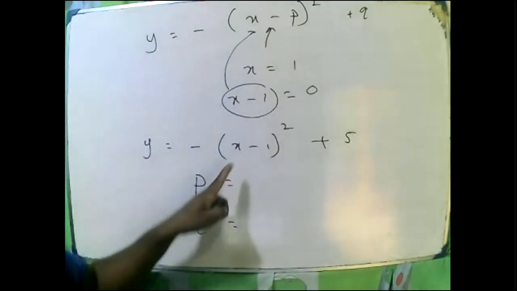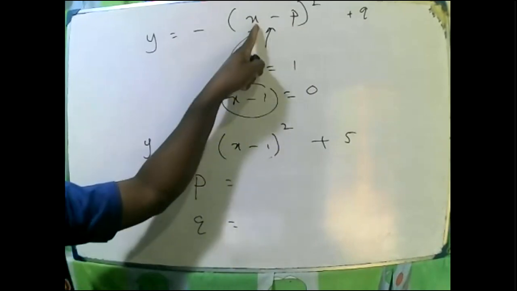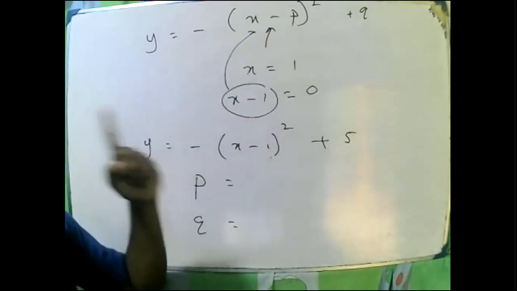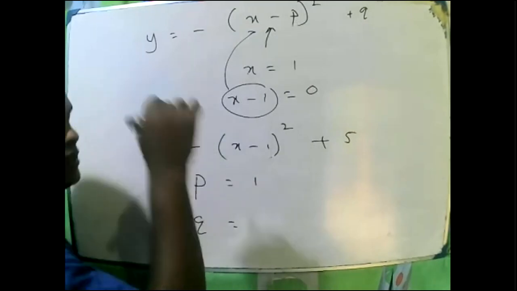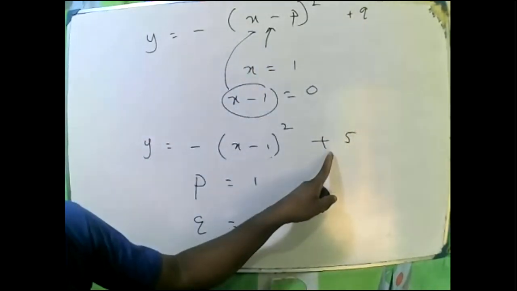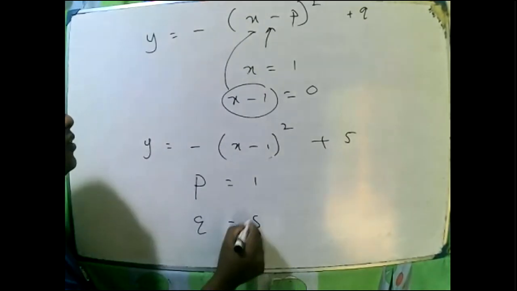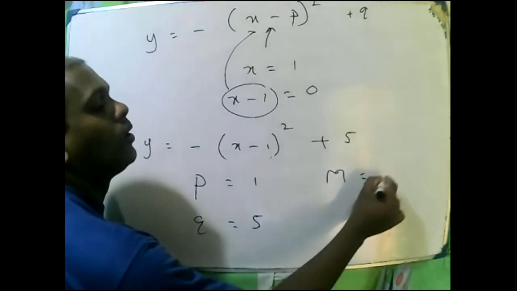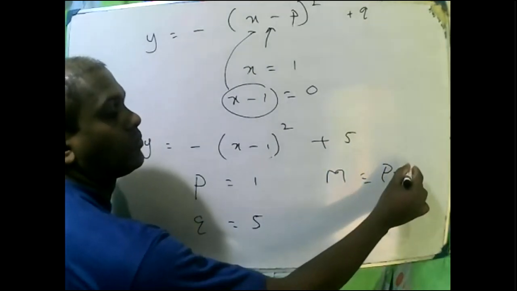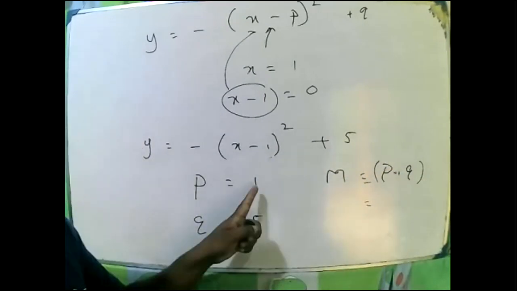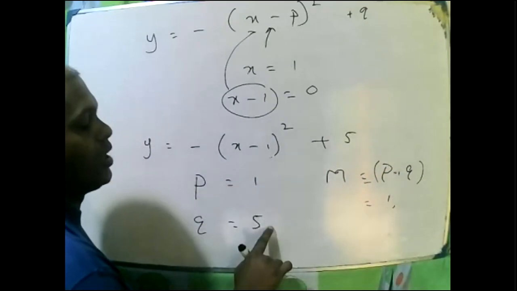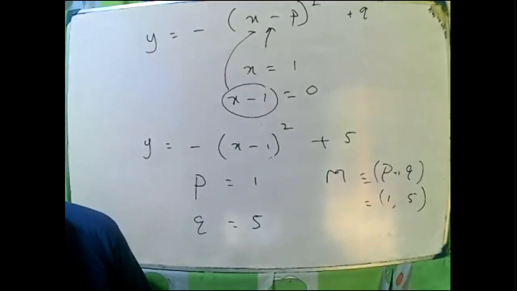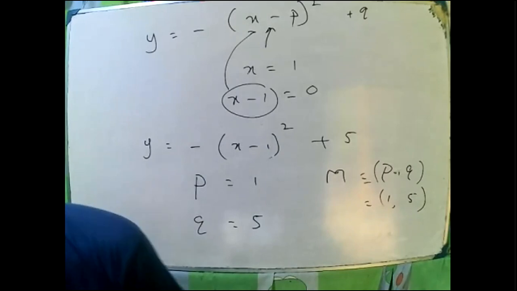x minus p, we got x minus 1, right? x minus p, x minus 1. That means p is 1, and here plus q, here plus 5. That means q is 5, right? So they say mark point M, how? (p, q). That means point M should be p is 1, q is 5. So this is the point you have to mark on the graph paper, right?